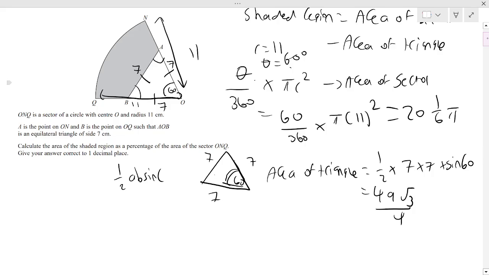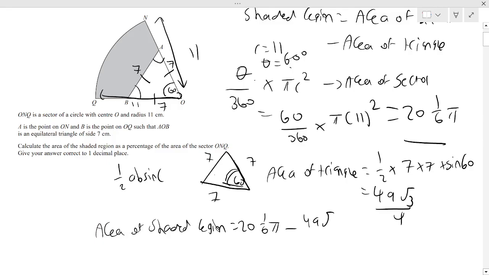So then for the shaded region, or the area of shaded region, it's going to be the area of the sector we've worked out to be 20 and a sixth pi. Take away the area of the triangle, which is 49 root 3 over 4. And so that will give you a decimal number for sure. But we can write that down.